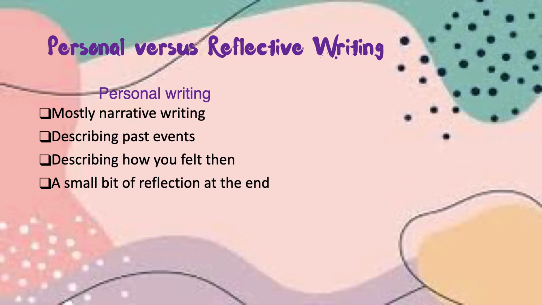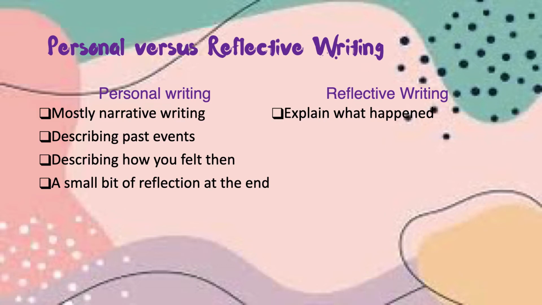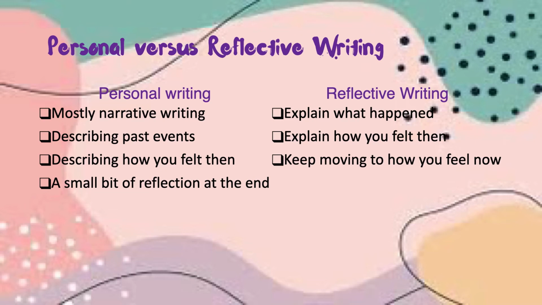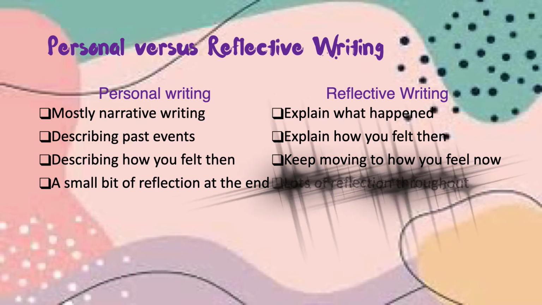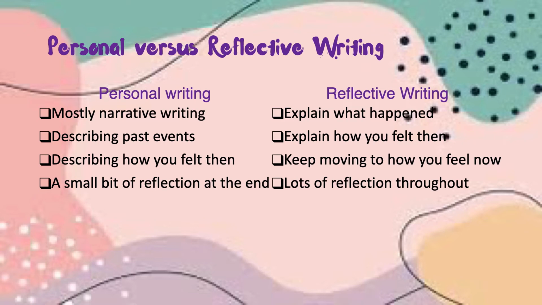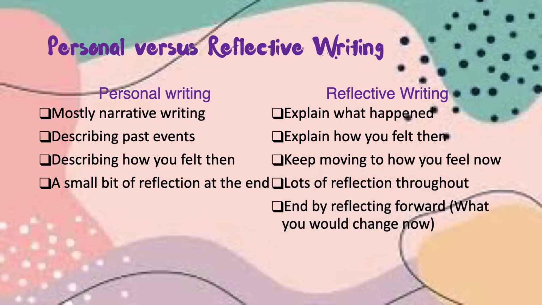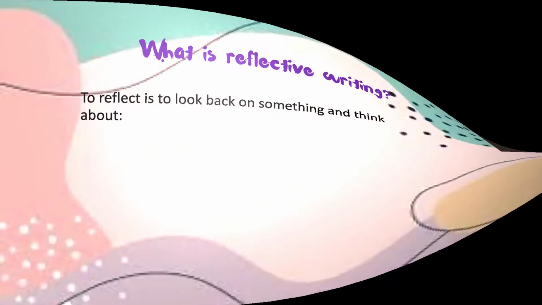Reflective writing is a wee bit harder though. So in reflective writing, you would still explain what happened, similar to personal writing. You would still explain how you felt then, but you keep moving to talk about how you feel now. And so there's lots of reflection throughout. And at the end, you would even reflect forward. So you would think about the lessons you've learned from the past and how you would change that now. So this time the narrative part, the story part, is a bit smaller because the majority of your essay will be reflection.